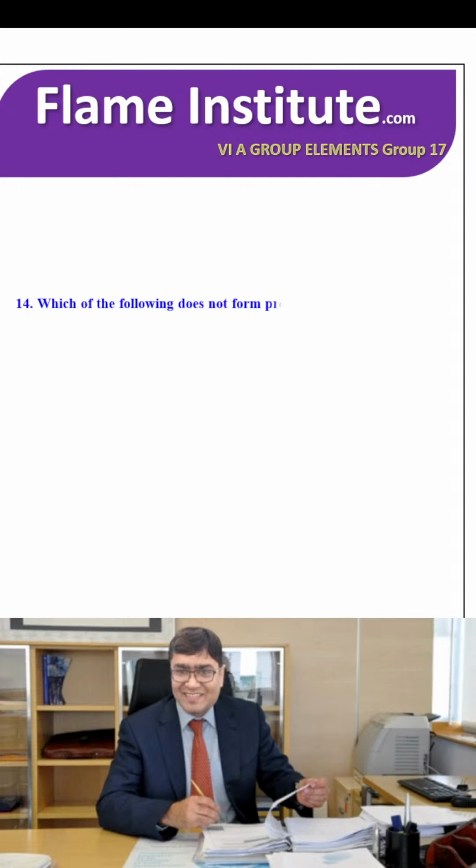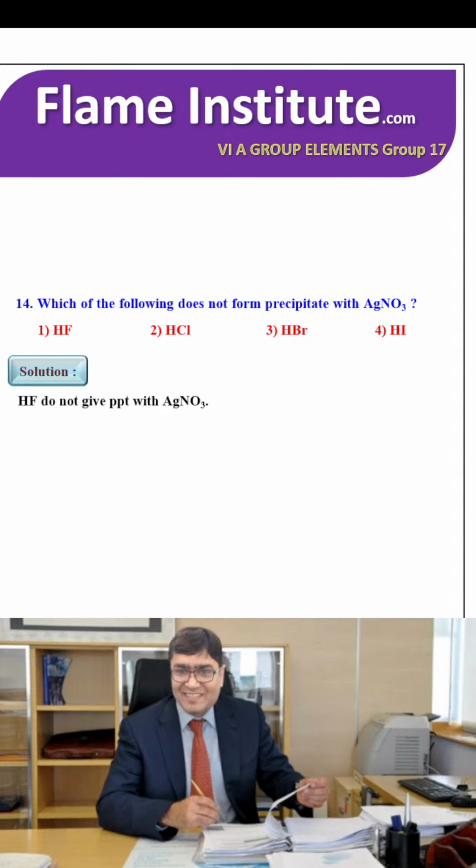Which of the following does not form precipitate with AgNO3? HF, HCl, HBr, HI. HF does not give precipitate with AgNO3, so HF is the right option.